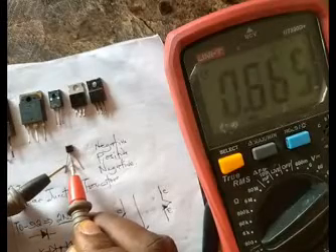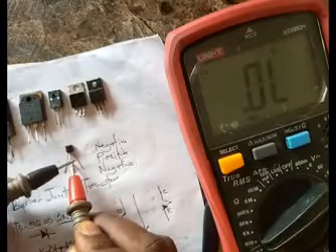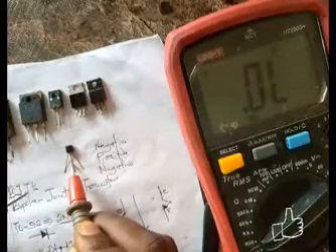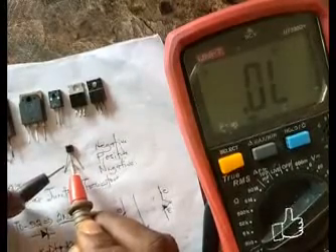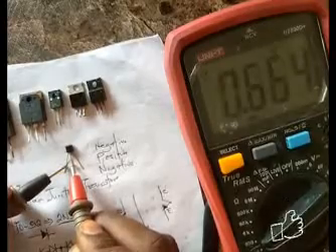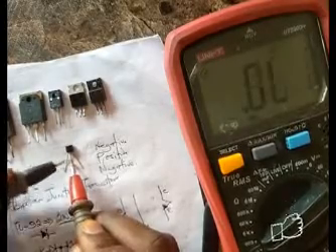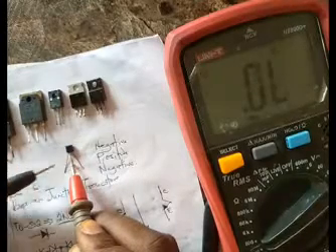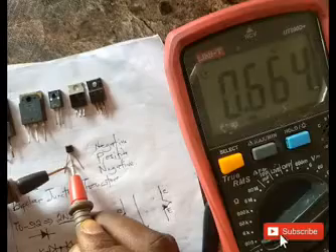All right, now let's do this again. Put it there, put on your collector, you get a reading, and put on the emitter, you get another reading. Another thing you should take note of is this. You'll find out that the reading you get between your base and the collector would be less than the reading you get between the base and the emitter. You see, this is 0.669 and this is 0.664.